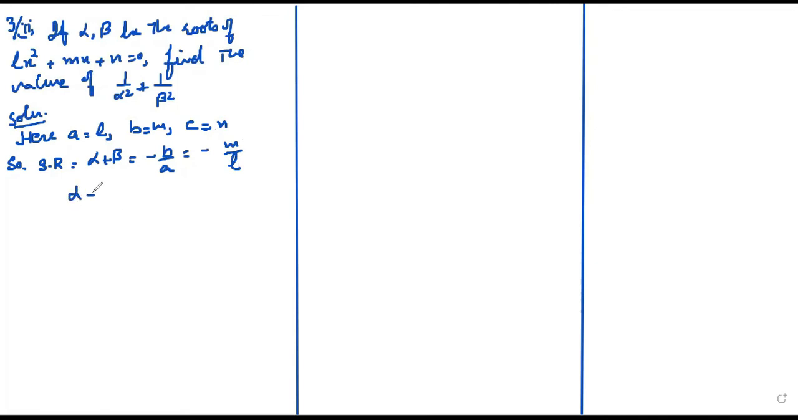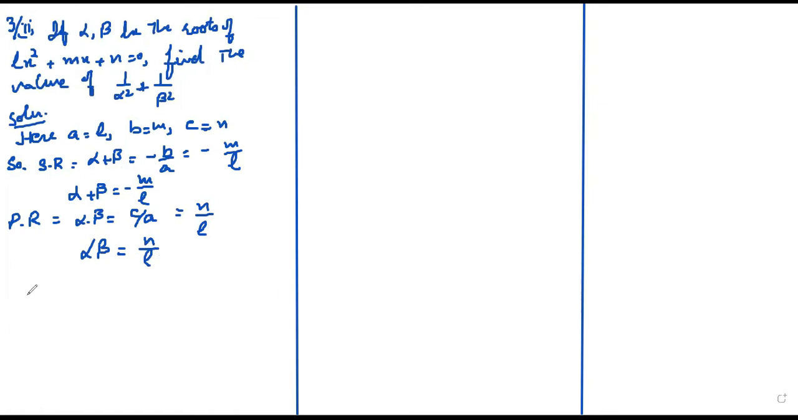Alpha plus beta equals to minus M over L. And the product of the roots will be alpha times beta equals to C over A equals to N over L. So alpha beta equals to N over L. So now just take the condition.